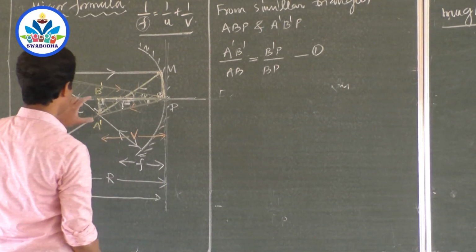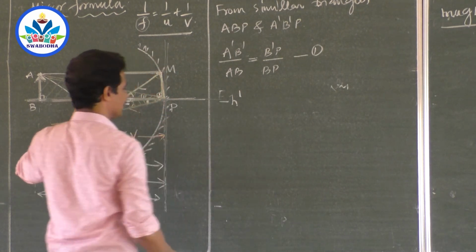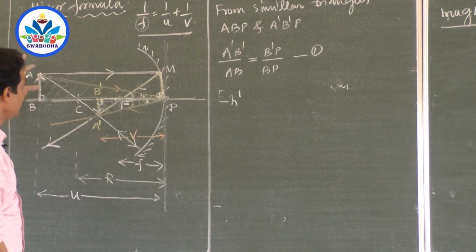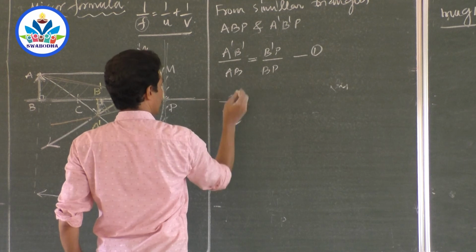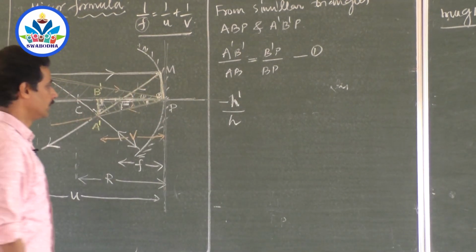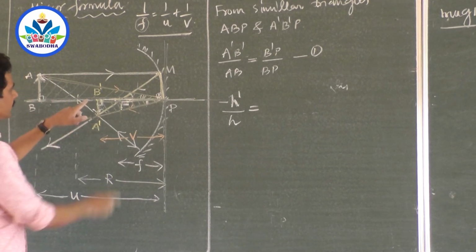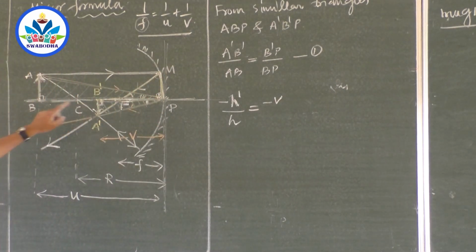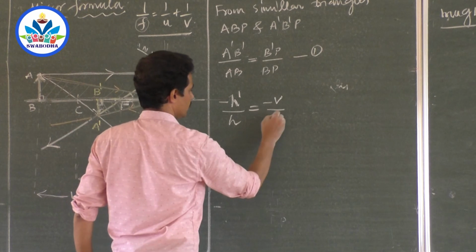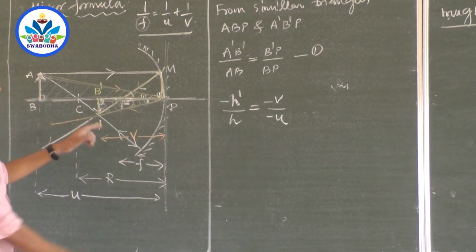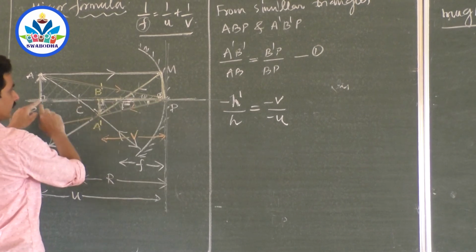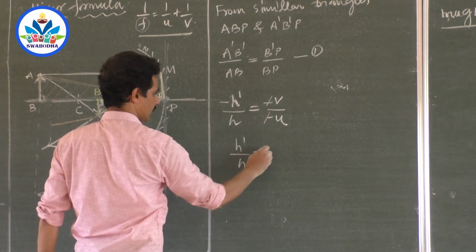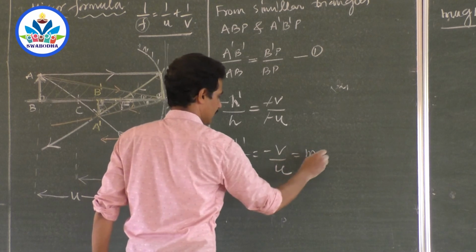Now, A dash B dash, this one. So shall I write it as minus H dash? Because it is the height of the image. Minus because it is below the principal axis. AB, that is H, height of the object, H, is equal to B dash P. What is B dash P? B dash P is the distance of the image, but it is in the left hand side, minus V. And BP is the object distance, it is minus U, that is also on the left hand side. So B dash P is the minus V, BP is minus U. So now this minus gets cancelled. Put it here. So H dash by H is equal to minus V by U, and that is magnification.